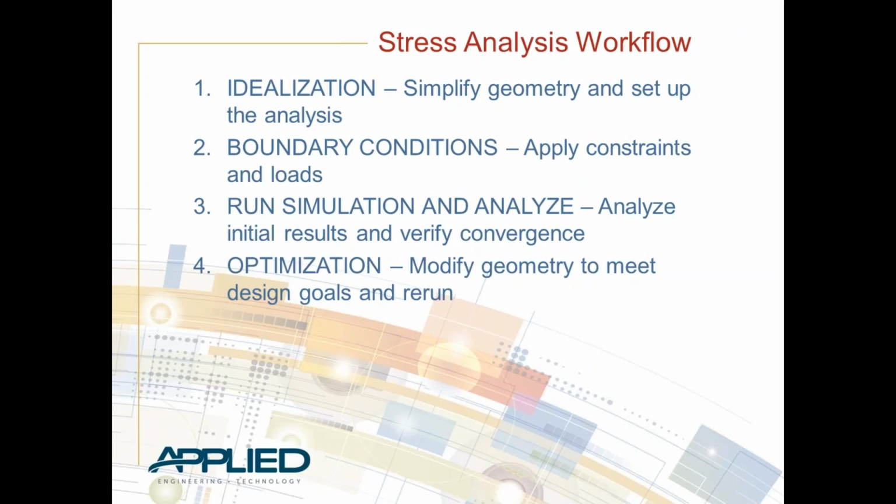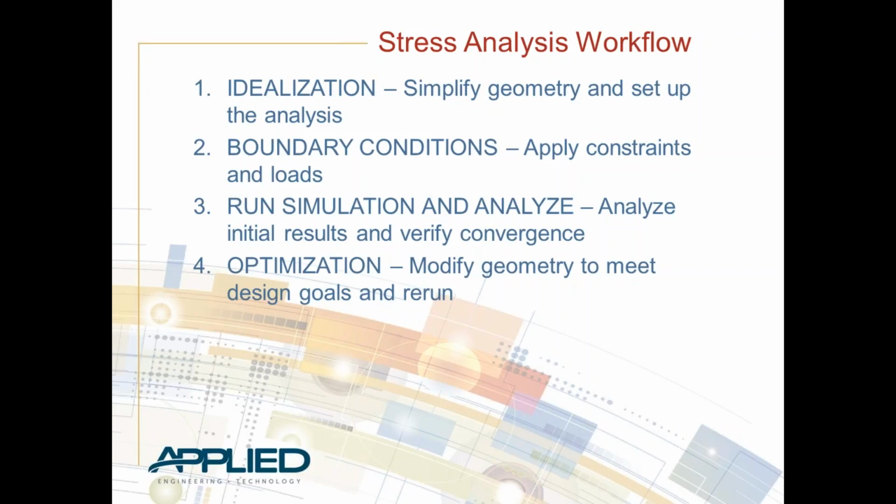Then step 2 is the boundary conditions. So applying those constraints, applying the loads, making sure that the model is locked down, and, typically in a static or dynamic analysis, whether there is going to be any motion. Once steps 1 and 2 are finished, then we get into actually running the simulation. So we need to create the mesh, right? Determine what type of elements are used, run the simulation, and then analyze it.